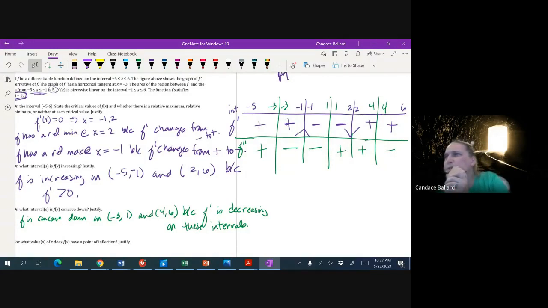What would we do to the increasing, decreasing concavity if they gave us the graph of F? Okay, so if they gave us the graph of F, I'm 95% sure they're not going to give you the graph of F. But you would do what we're doing with the second derivative, Gabby. You would talk about the increasing, decreasing nature of it.